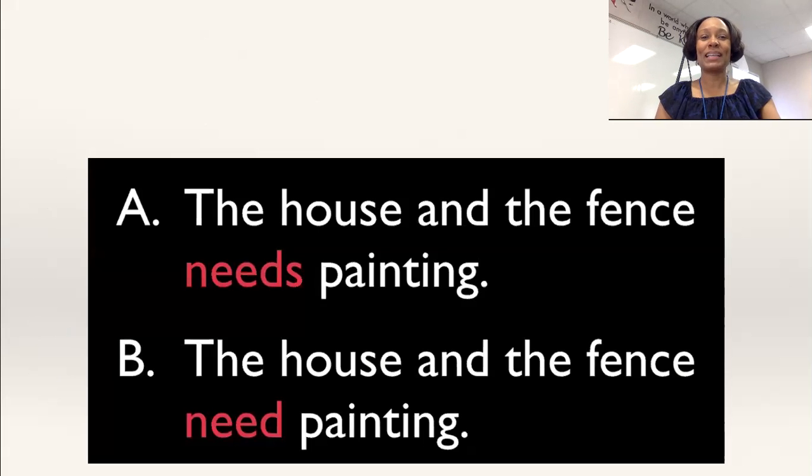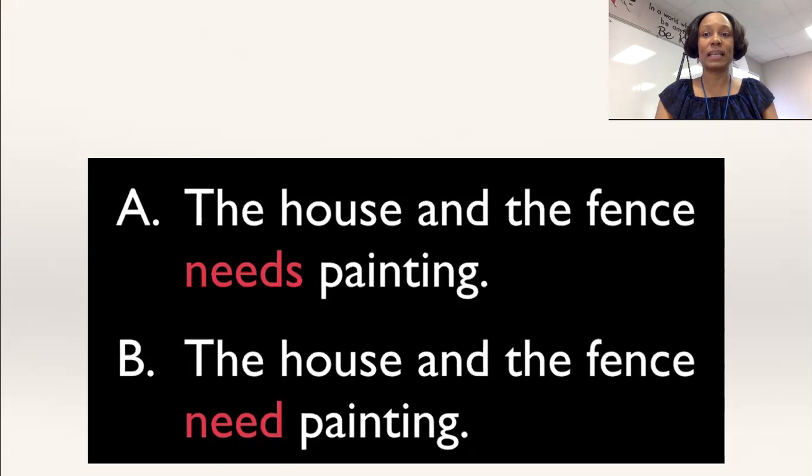So let's look at the first one. A, the house and the fence needs painting. B, the house and the fence need painting. Which one would be correct, A or B? Now you'd first have to say to yourself, I noticed a compound subject, and it is house along with fence. So therefore, a plural subject would need a plural verb. We know that most singular verbs end with an S, so it cannot be A, it would have to be B. The house and the fence need painting.